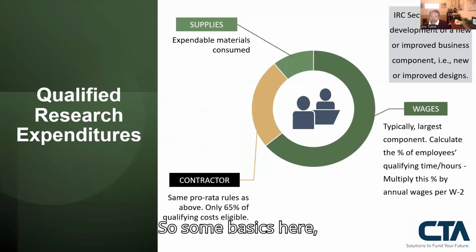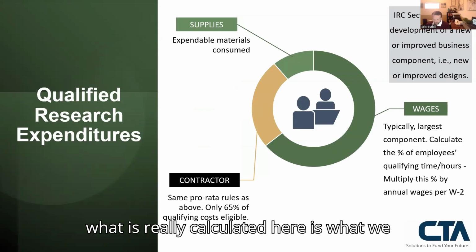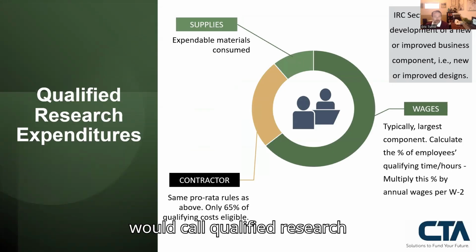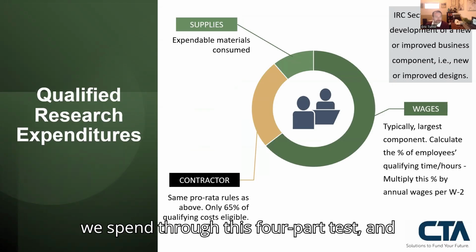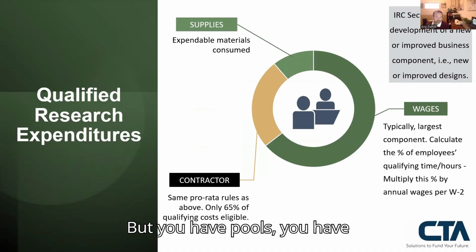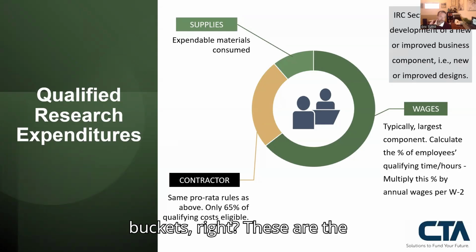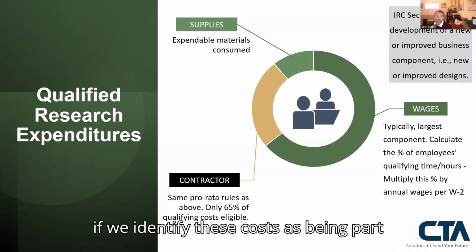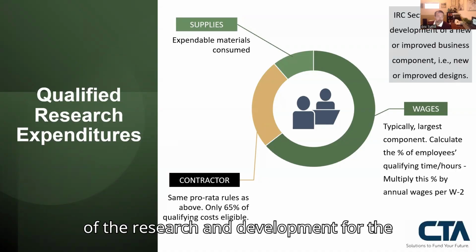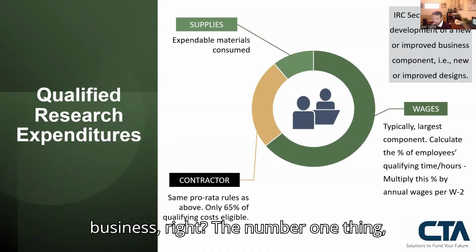So some basics here: what is really calculated here is what we would call qualified research expenditures. Those are amounts that we spend through this four-part test, and I'll go through that in just a minute. But you have pools, you have buckets, right? These are the eligible costs that you can actually take if we identify these costs as being part of the research and development for the business, right?